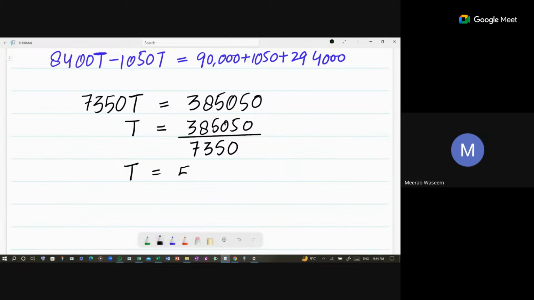52.39. ये तो टेम्परेचर बड़ा है इसका. There is some problem in the calculations. It must be less.